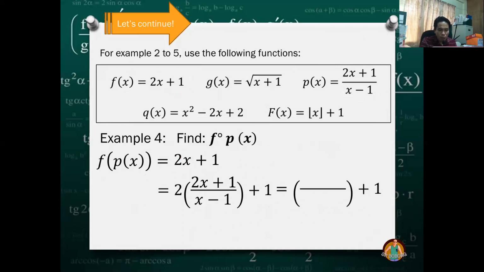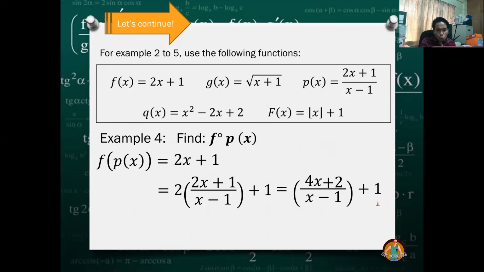Okay? So, sa papaanong pamamaraan? Distributive property lang. Okay? Or, di ba yung 2 may denominator na 1? Just multiply natin. Okay. So, 2 times 2x will give us 4x. 2 times positive 1 will give us positive 2. Copy lang natin yung kanyang denominator, which is x minus 1. Okay? So now we're going to add 4x plus 2 over x minus 1 plus 1. Di ba?